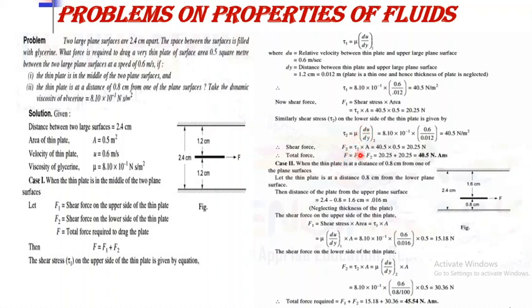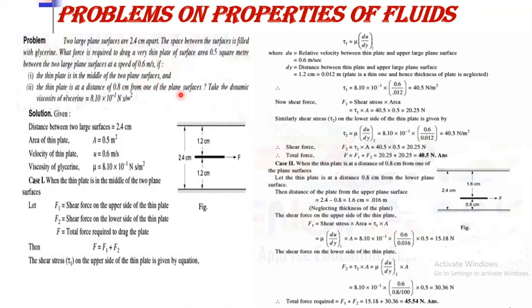So the stress and force, again the value is same. So the stress is 40.5 Newton per meter square, and the force is 20.25 Newton. So this is about the top and bottom force. So the total force is nothing but the addition of top and bottom force. So the total force is equal to F1 plus F2, which is equal to 40.5 Newton, and that is our answer.